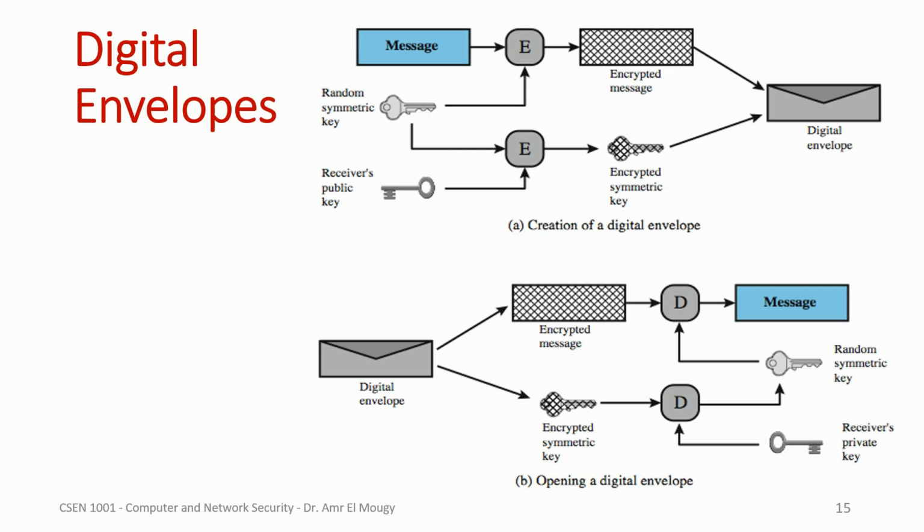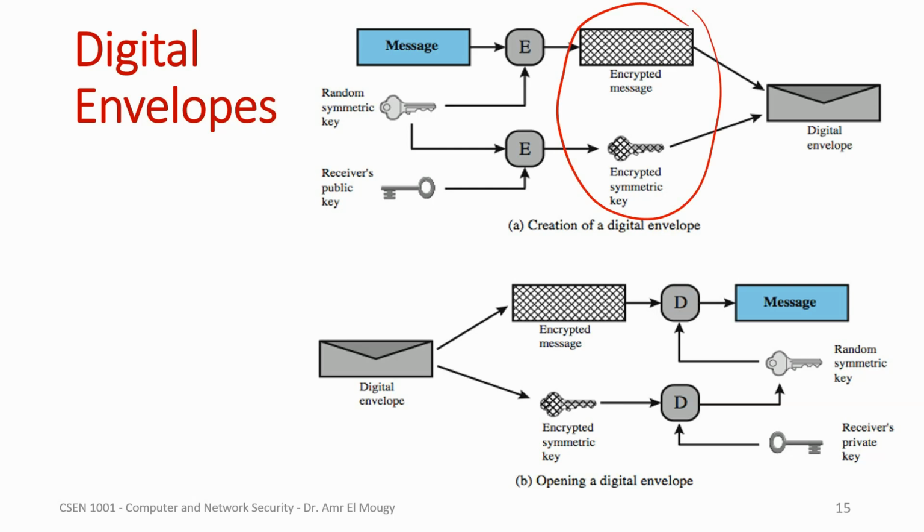Obviously, the public key of the receiver is public. Anyone knows it. So you can encrypt the key with the public key of the receiver. And then you send the encrypted key along with the encrypted message. So both of them are now encrypted. Anyone who sees them will not be able to break them.